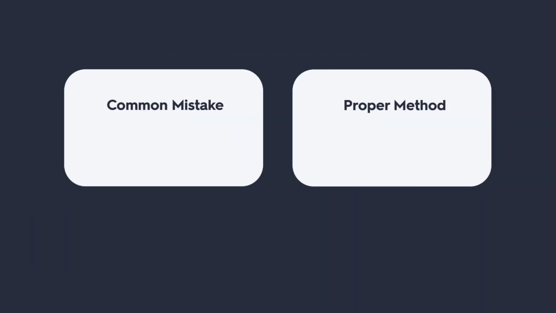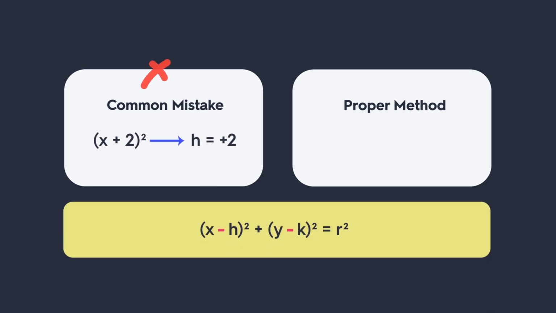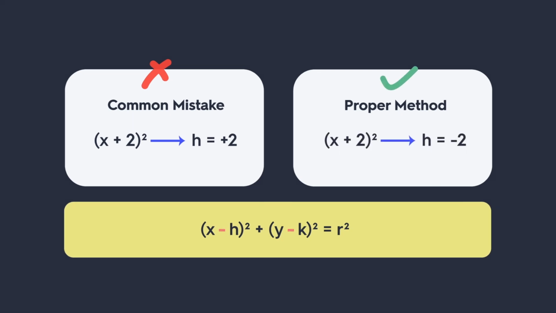Here's a common trap to avoid. Do not copy the signs directly from the parentheses. The form is x - h and y - k. So if you see x + 2, that actually means h is -2. Same idea for y terms.